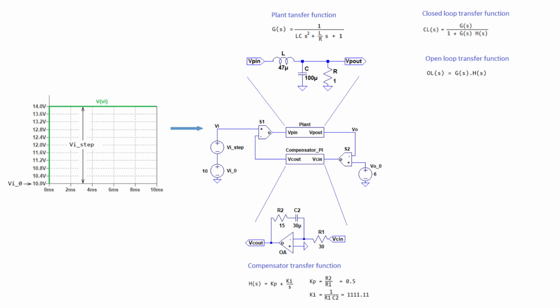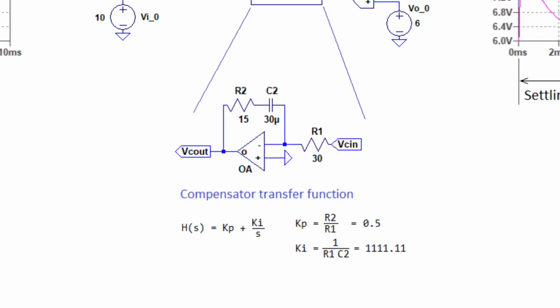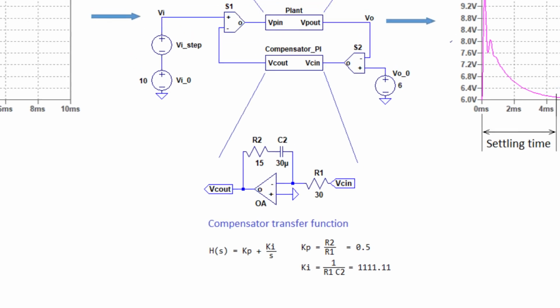If the input voltage, 10 volts, is abruptly increased to 14 volts, the 6-volt output voltage will be transiently disturbed. This converter is stable but can be optimized according to different criteria, for example by decreasing the settling time. The parameters to modify will be the constants Kp and Ki, that determine the compensator behavior.